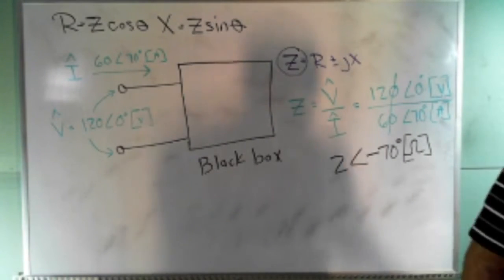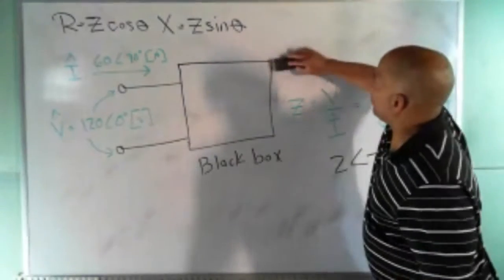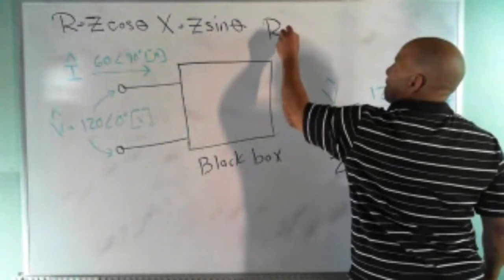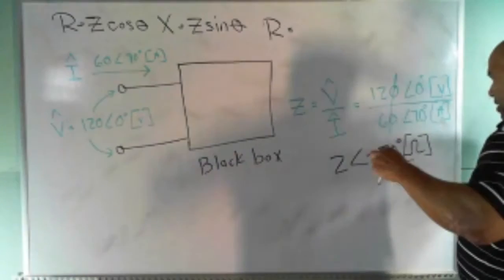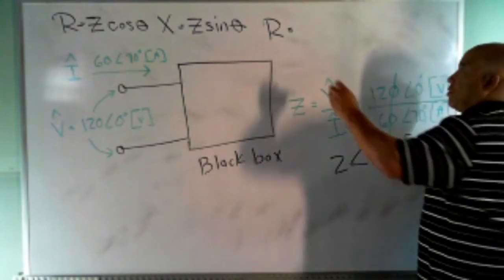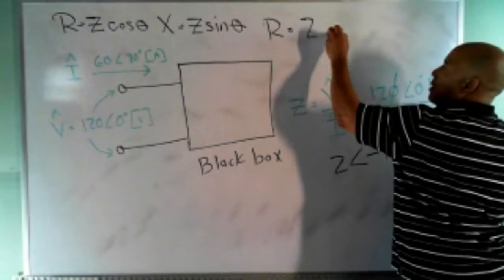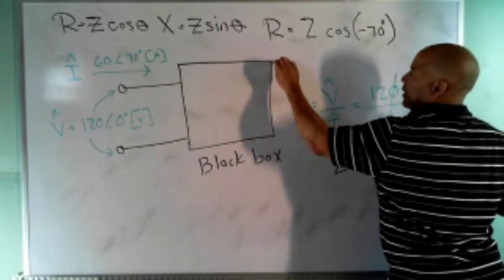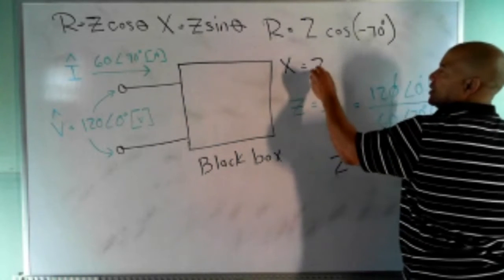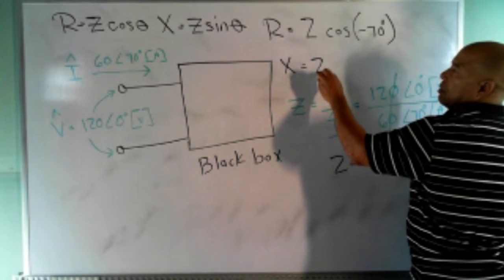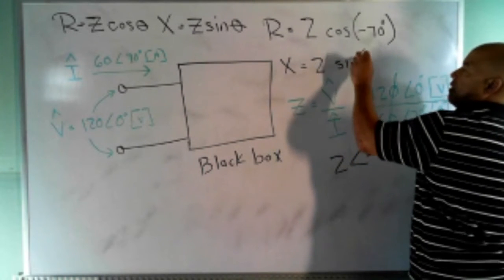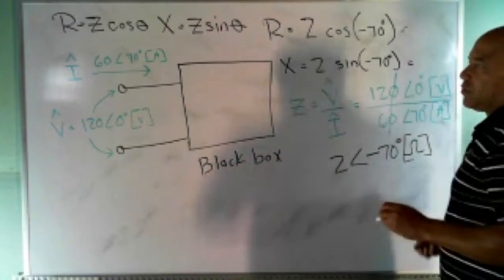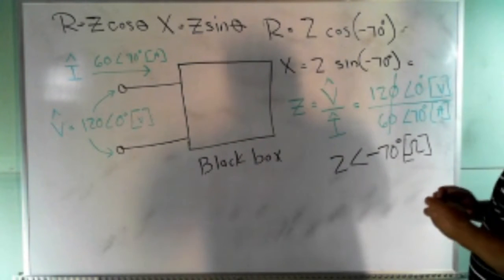So let's go ahead and do that and see what we got. R is going to be Z, which is 2, cosine of minus 70 degrees, and X is going to be, again, Z is 2, sine of minus 70 degrees. So let's get those values and let's see what you got.